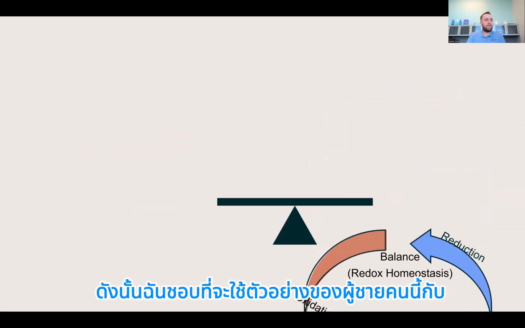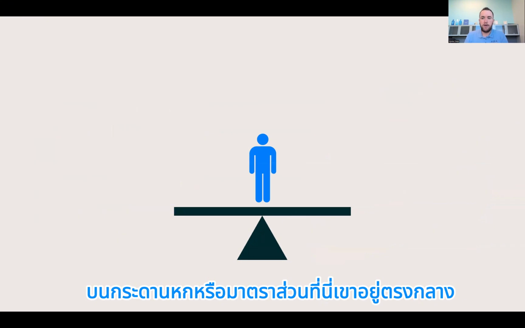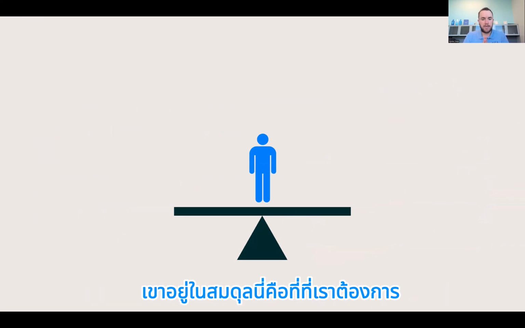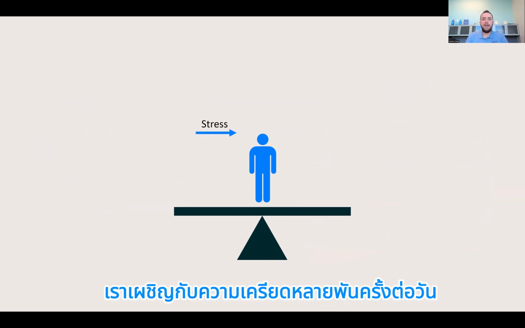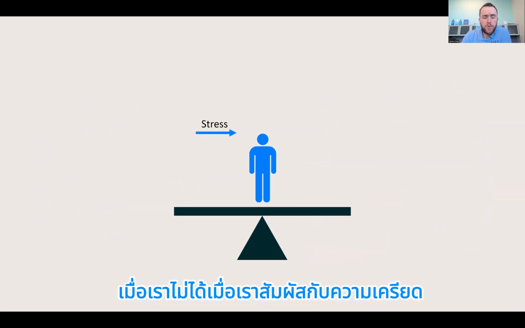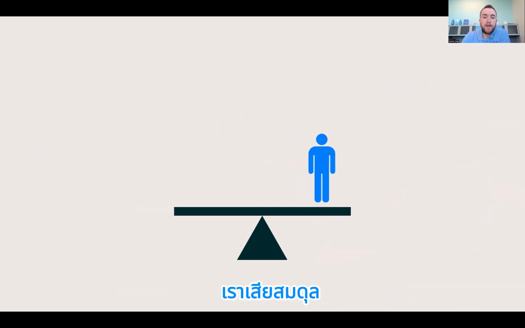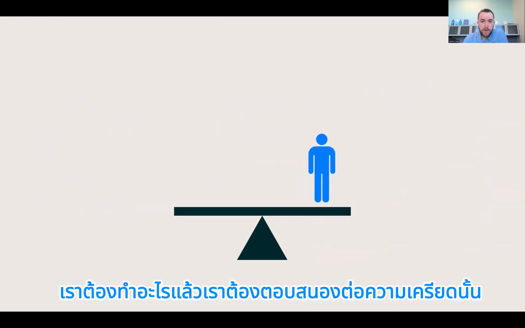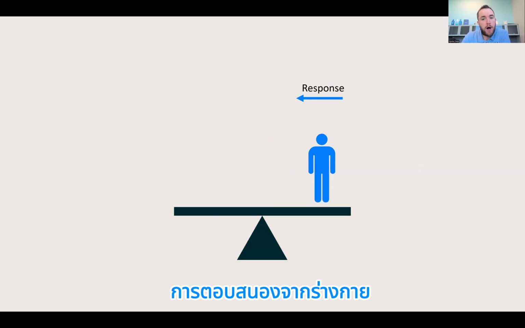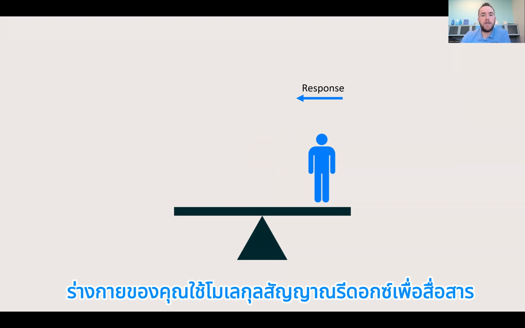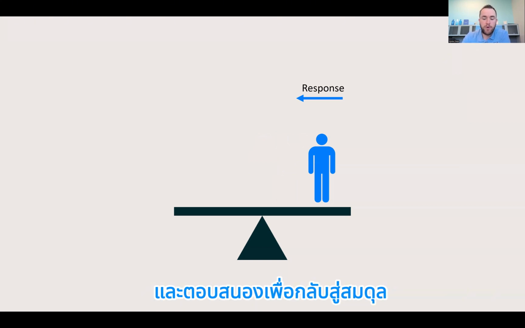I like to use this example of a man on a seesaw or a scale here. He's in the center, he's in balance. This is where we want to be to maintain health and wellness. The problem is we're exposed to stress thousands of times a day. Once we're exposed to stress, we're knocked off balance. What must we do then? We must respond to that stress and get back into balance. That response from the body is redox signaling molecules. Your body uses redox signaling molecules to communicate and respond to get back into balance.